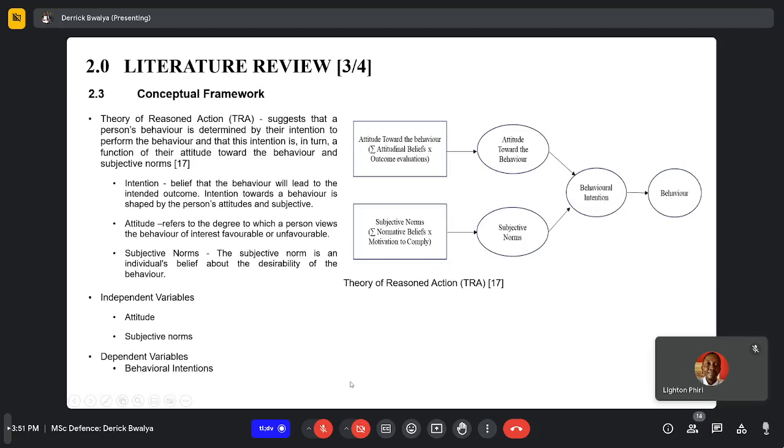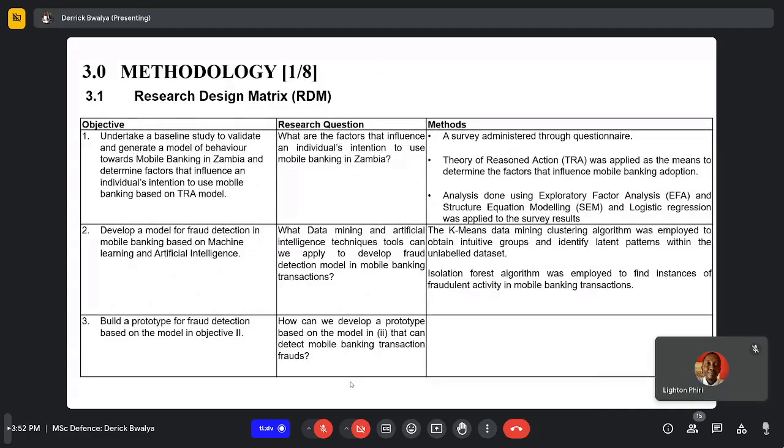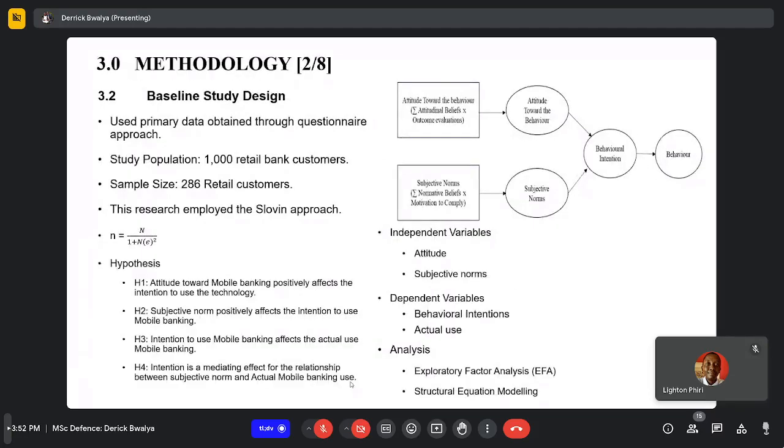In this study, Chair, we have independent variables, which are the attitude and the subjective norms, and then we have the dependent variables, which are the behavioral intentions and the behavior itself. The research design matrix, there I'm speaking to the objectives, the research questions, and the methods that were used to carry out this design. For lack of time, Chair, I'll move to the next slide.